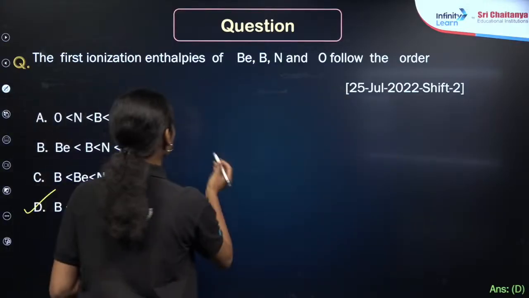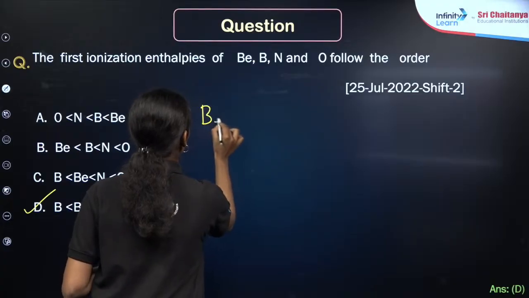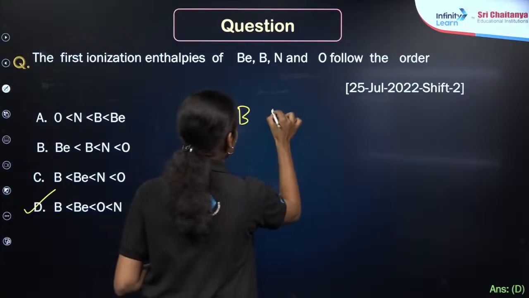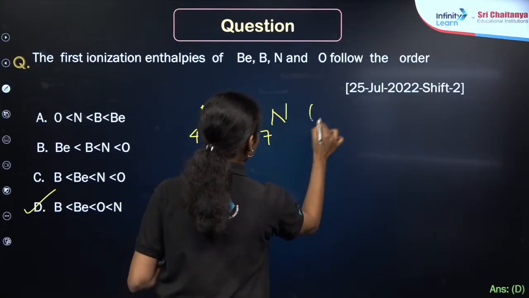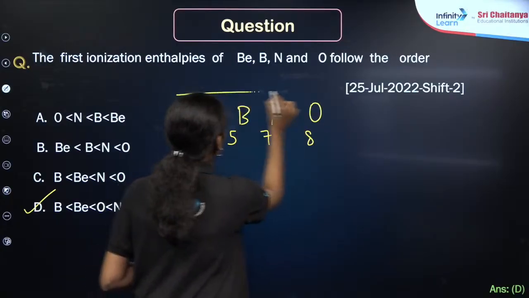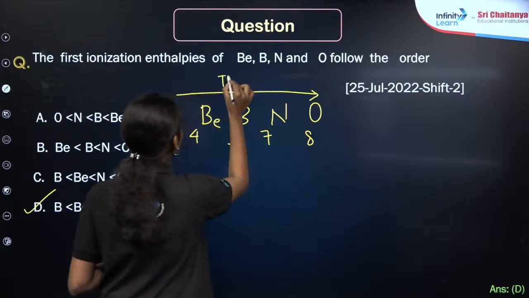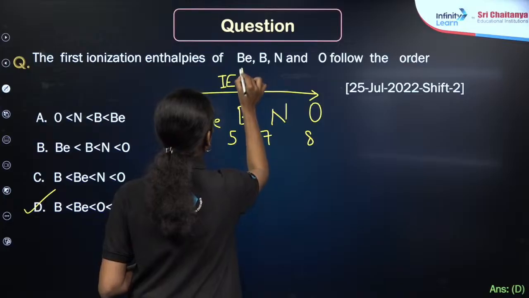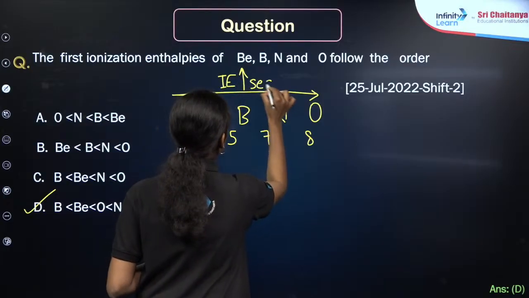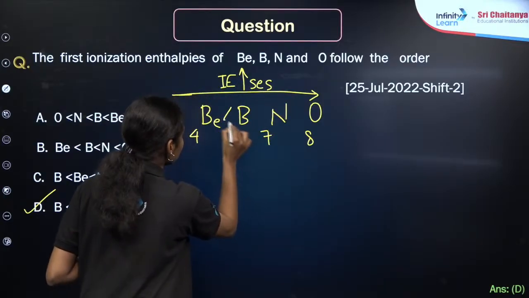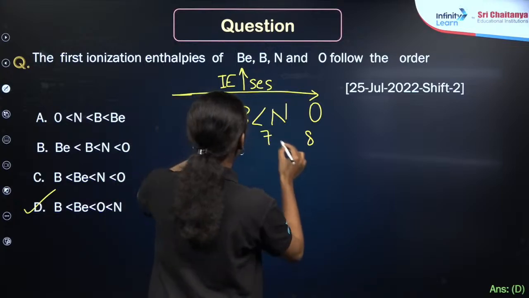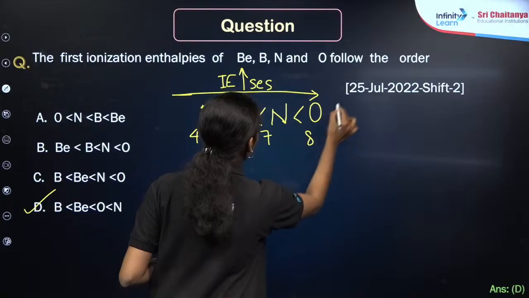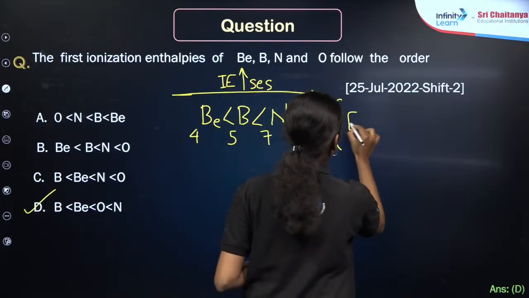What will be the expected trend we are expecting? Because beryllium is 4, boron 5, nitrogen 7 and oxygen 8, right? This will be along the same period. As along a period, what will happen to the ionization energy? Ionization energy increases, which means that we are expecting this trend. Beryllium has less than that of boron, then nitrogen, then oxygen, right? This will be our expected order.